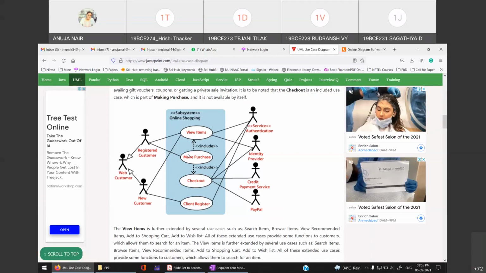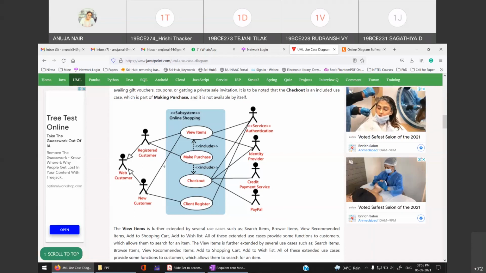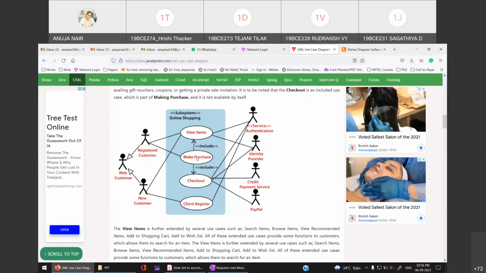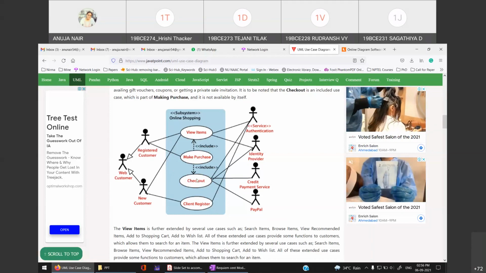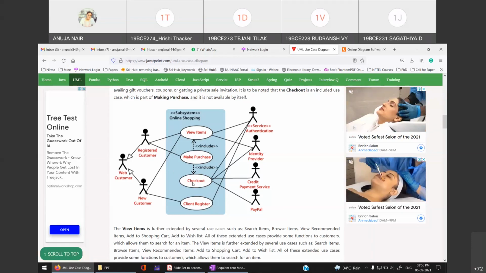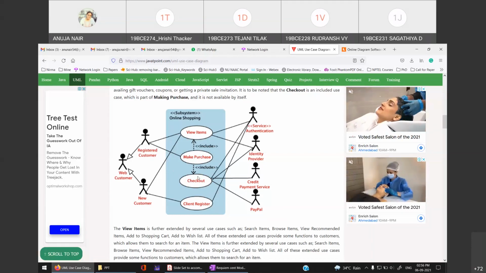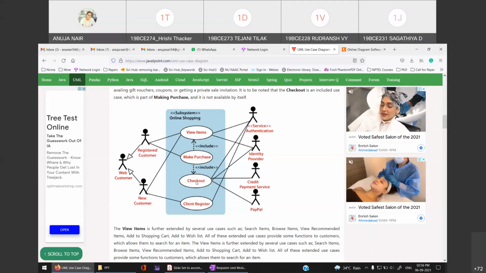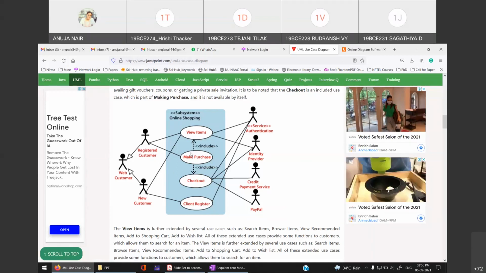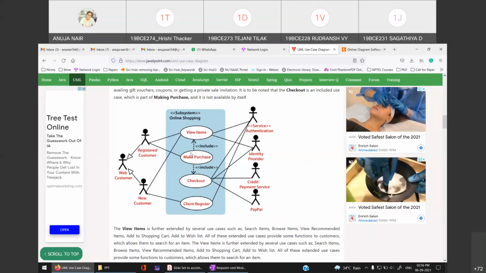That is the meaning. So can you see registered customer is not connected with checkout. It is only connected with make purchase, because checkout alone doesn't make sense. Right? Checkout alone doesn't make sense. Checkout is only related to payment. So first I will do payment, then only I can say that I have done some purchasing.